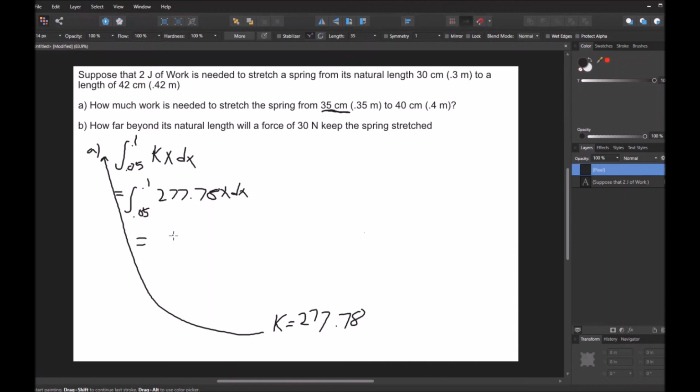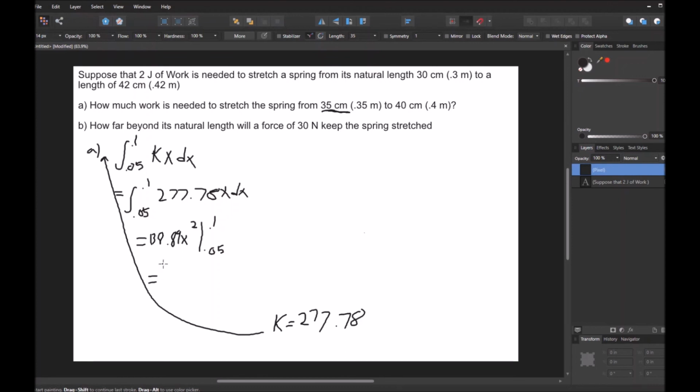this x, when we do the antiderivative of x, we know that there's going to be a squared in the exponent position, which means we need to halve this number, because if we were to take the derivative, then we'd bring this 2 down and multiply it by whatever was in here, which would be 138.89. So again, this is the antiderivative, because if you took the derivative of this, you would get 277.78x. And our bounds of integration are once again 0.05 to 0.1.